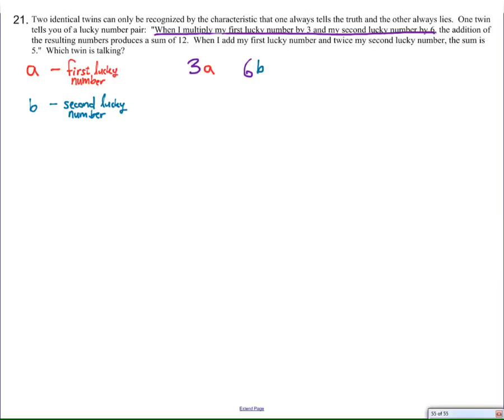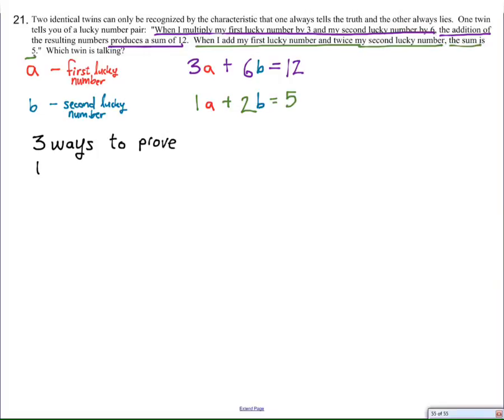The text, if you see the underlined, says that 3 times the first number and 6 times the second number. If I do that, then what does it say? It says you should add them together. It'll produce a sum of 12. So that's just basically add together and get a sum of 12. Second statement says if we take the first number and add it to twice the second number, the sum is going to be 5.